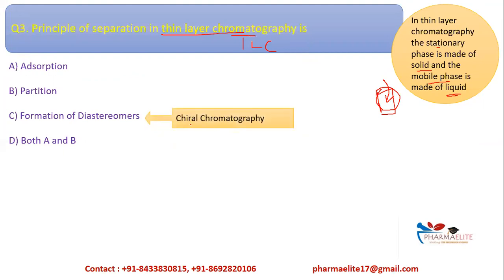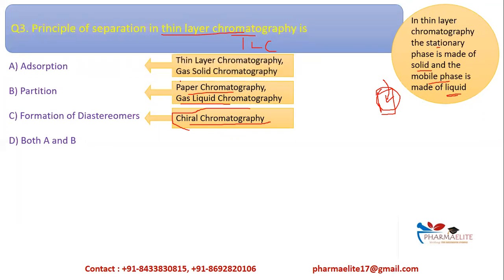Formation of diastereomers, this is the one which is used in chiral chromatography. It is a type of chromatographic technique. Partition, this is used in paper chromatography and gas liquid chromatography. Partition is the main principle in paper and gas chromatography. Adsorption is widely used in thin layer chromatography and gas solid chromatography. Now what is adsorption? Adsorption matlab the solid is taken as the stationary phase and the liquid is adsorbed onto the surface of this stationary phase.